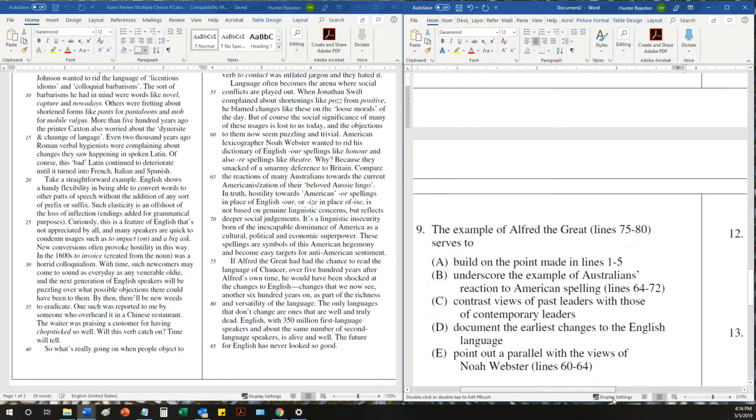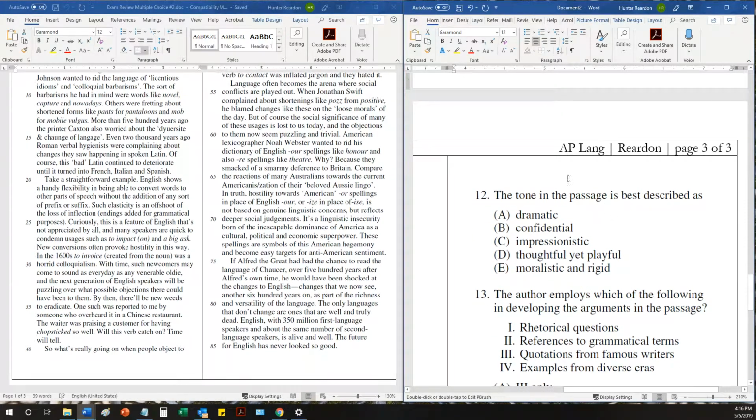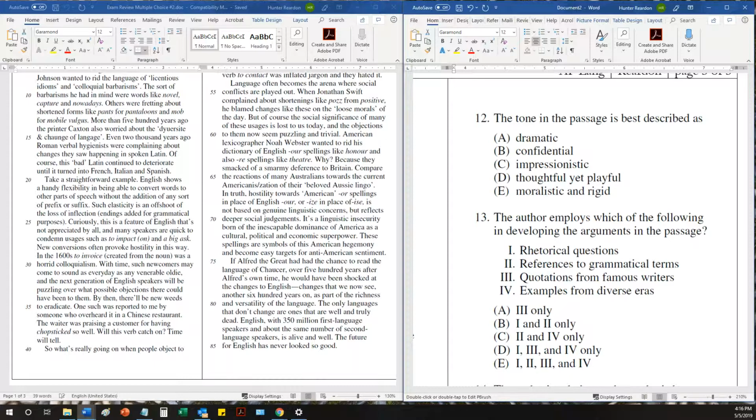Number 12 is over here. The tone in the passage overall is best described as one of these things. The author seems fairly reasonable in his assertions, so dramatic seems inappropriate. Confidential implies that what one is saying should be kept secret, which is generally the opposite of the purpose of academic pieces like this one.